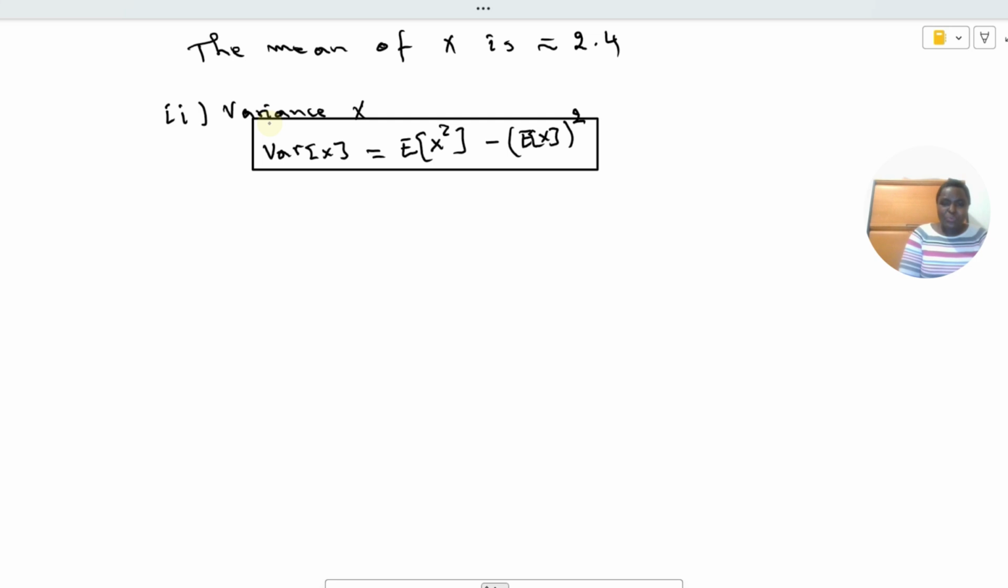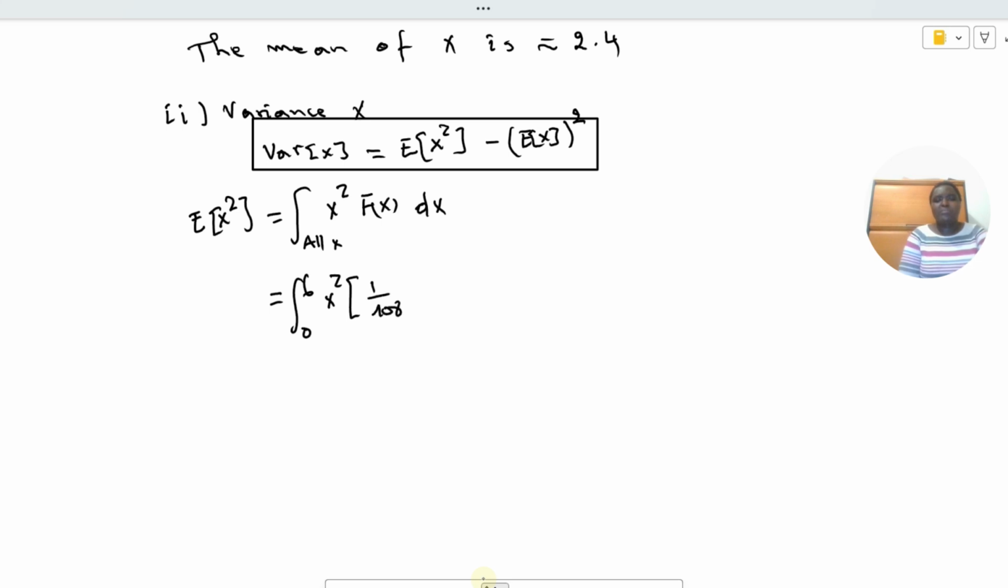So what we have to do first is to calculate expectation of x squared, and the expectation of x squared is calculated the same way as the expectation of x, and instead of using x, we use x squared. So the formula is the same. We compute the expectation of x squared by computing this integration of x squared times f of x dx. So this will be equal to the integration from 0 to 6 of x squared times our f of x, and our f of x is 1 over 108 times 36x minus 12x squared plus x to the power 3. I think you remember the function, the probability density function, then dx.